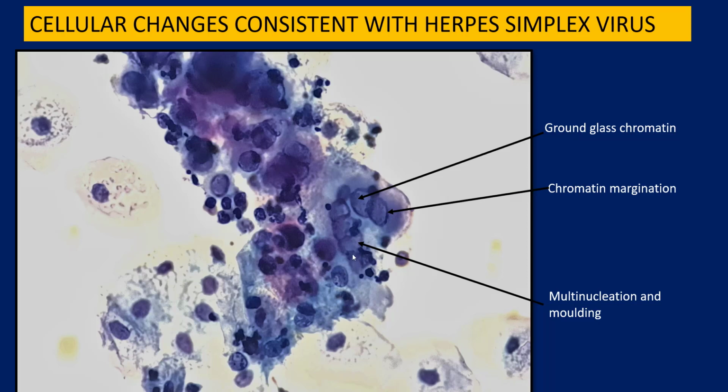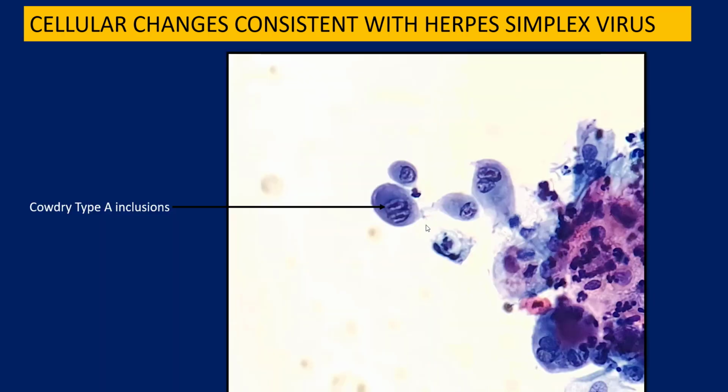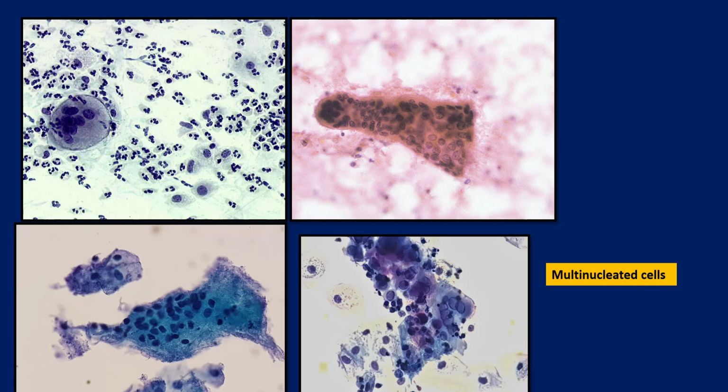There is also going to be multinucleation and molding. Apart from that, in some cases, you will be able to pick up the eosinophilic intranuclear inclusions called Cowdry type A inclusions. These are some of the other multinucleated cells that you might find in cervical smear.